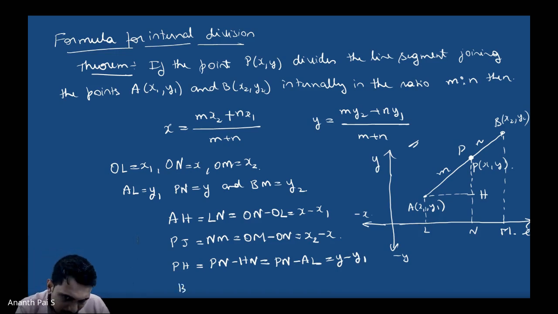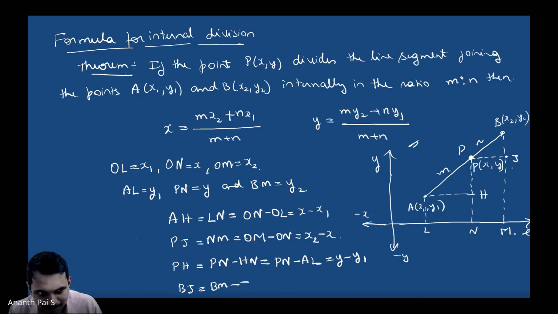Similarly, BJ is equal to BM minus JM. This has been done a number of times. Is this by heart for you? So BM minus JM. Good, good. It's important that we do.